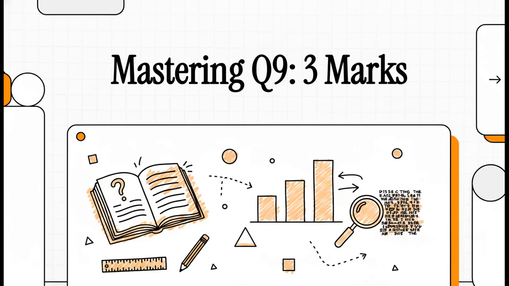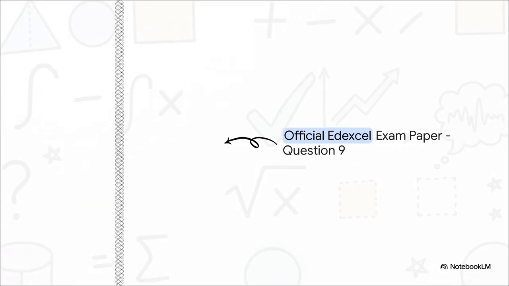Welcome back. Ready to grab some easy points? Let's dive right into this explainer. Today, we're dissecting the official Edexcel GCSE Mathematics Higher Tier Paper 2. Specifically, we're zeroing in on exactly how to secure all 3 marks for Question 9 using the official mark scheme rules.